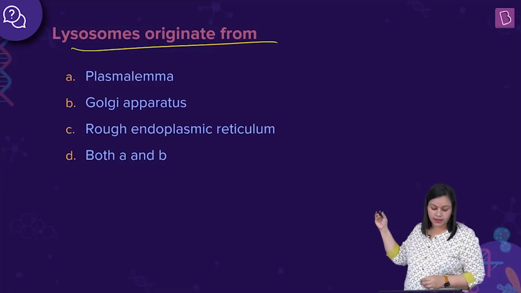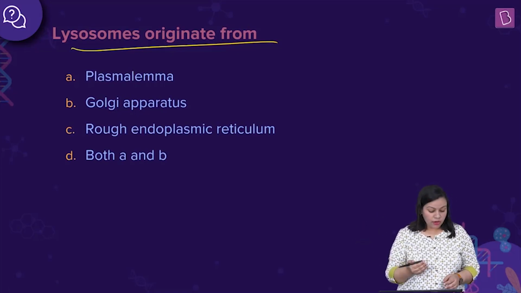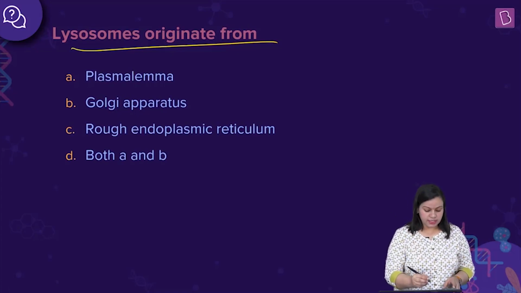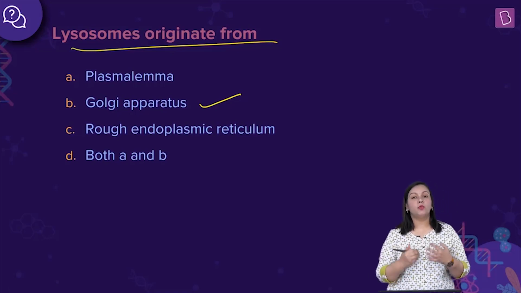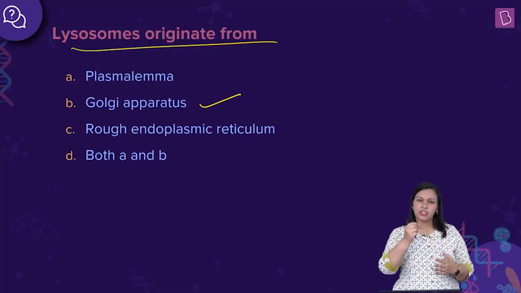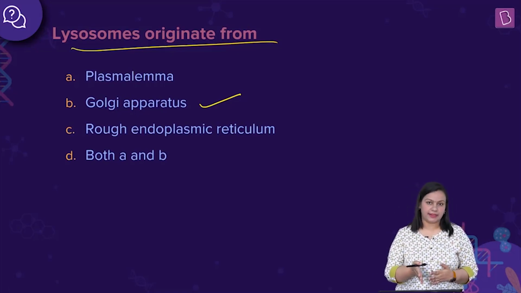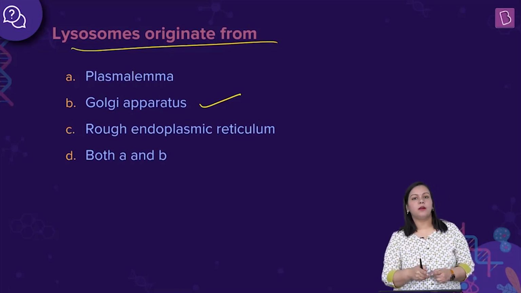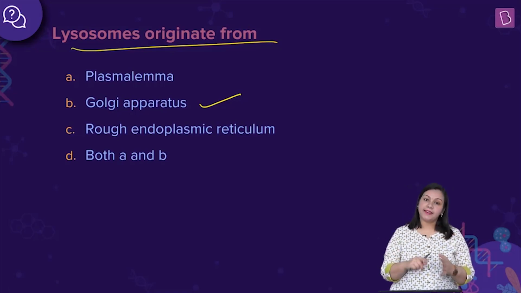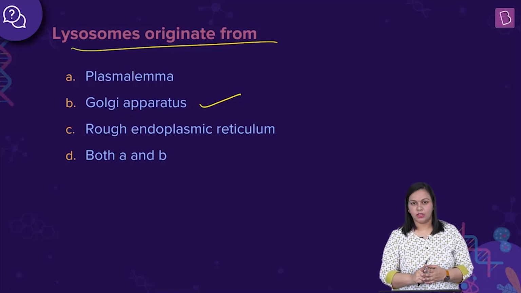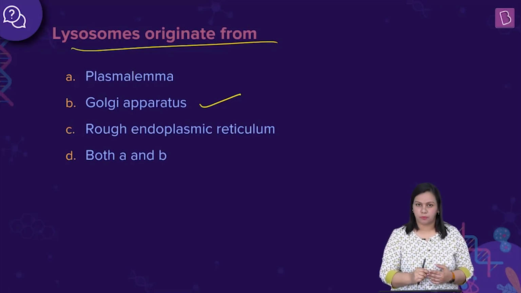The given options here are plasma lemma, Golgi apparatus, rough endoplasmic reticulum or RER, or both A and B. So here it is pretty clear that the answer is going to be Golgi apparatus. Sometimes vesicles are formed by the pinching of the plasma membrane also, but most of the vesicles are formed from Golgi apparatus. Here the question is asking only about the lysosomal vesicles or lysosomes and not about vesicles in general, and that is the reason we will not choose plasma lemma as the answer. Lysosomes specifically arise from Golgi complex, and this is a very important point from exam point of view.